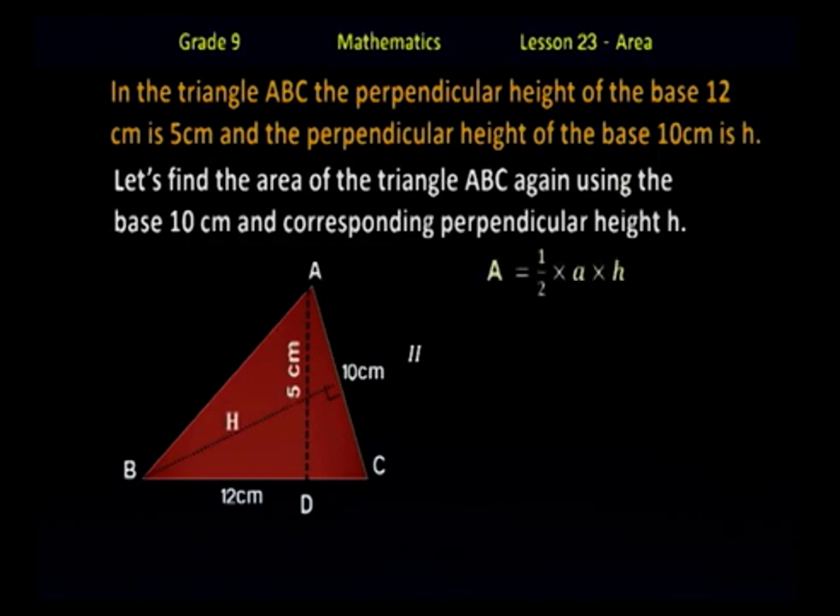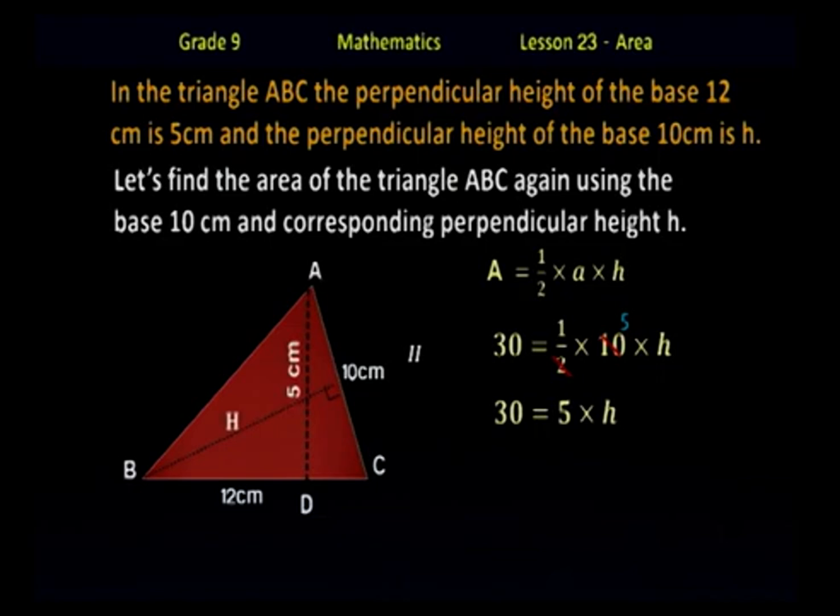Then we know area is half into base into perpendicular height. Here we know the area is 30. Half into base, which is 10, and height is h. Now there is an equation. Then simplify it. How can you simplify? 2 and 10 are simplified. Then you can get 30 equals 5 into h.